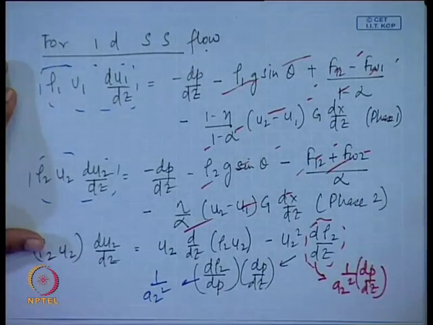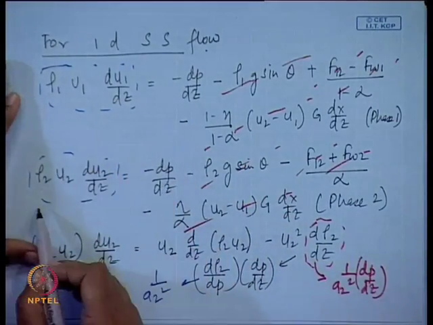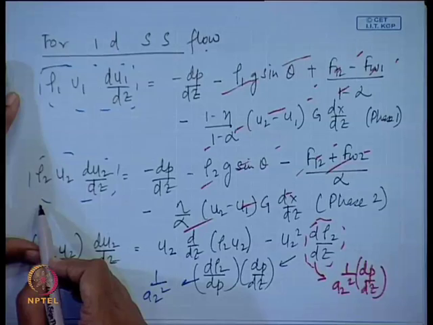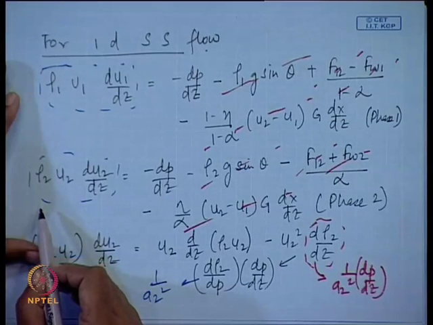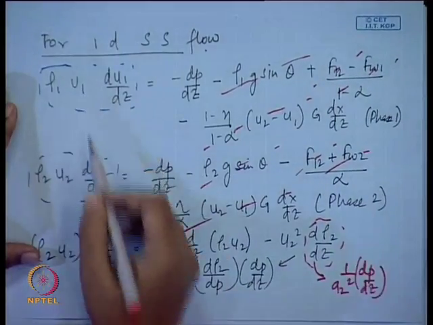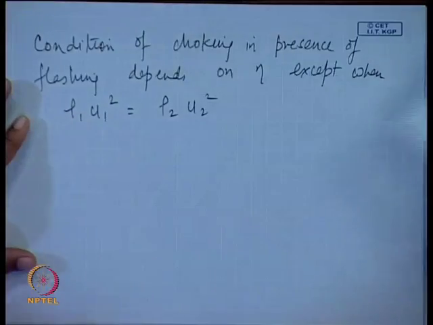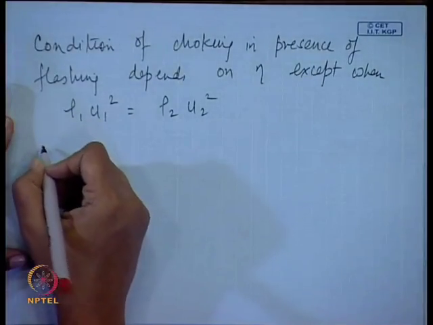So, under that condition, what remains? Your minus dp dz equals this, minus dp dz equals this. So, therefore, you find that your equation of motion becomes very simple under this particular condition. So, this is the inertia dominant case. So, for inertia dominant cases, what do we get?